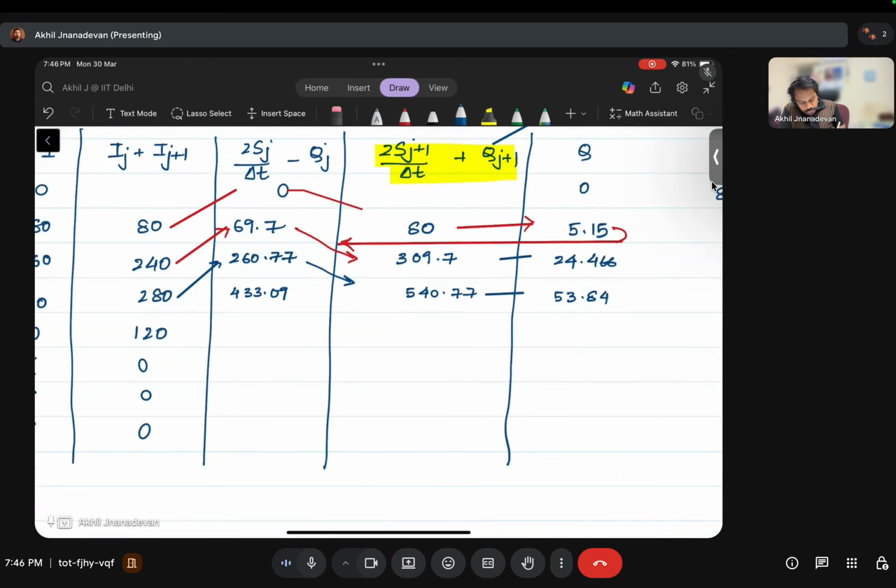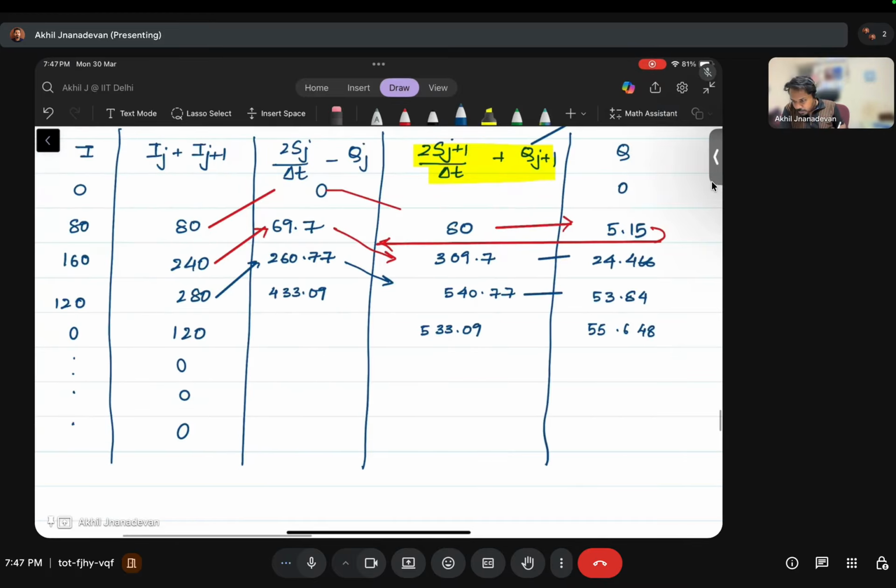433.09. Then we add 120 to it to get this particular column as 533.09, and from the earlier table we interpolate and get our discharge as 55.648. Then again we double this and subtract it from here. We'll be getting this as 441.79. Then we add the inflow, which has become 0, so it will be 441.79 here.